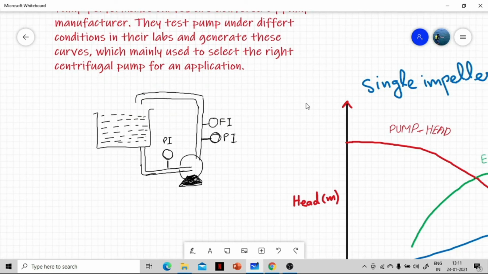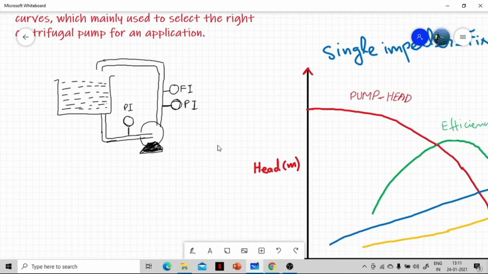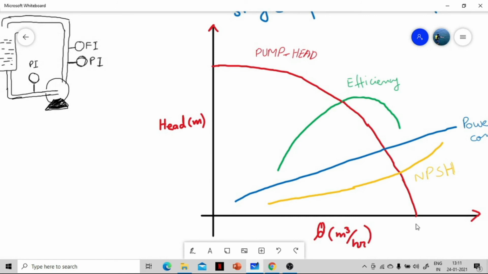For example, they have this kind of setup. They have a pump, a pressure indicator at the suction, a pressure indicator at the discharge, and a flow indicator. So they operate the pump at different flow rates and check the suction pressure and the discharge pressure, convert these pressures into heads, and then simply plot different flow rates against different heads. So this red line is a pump head curve, that declines with increasing flow rates.